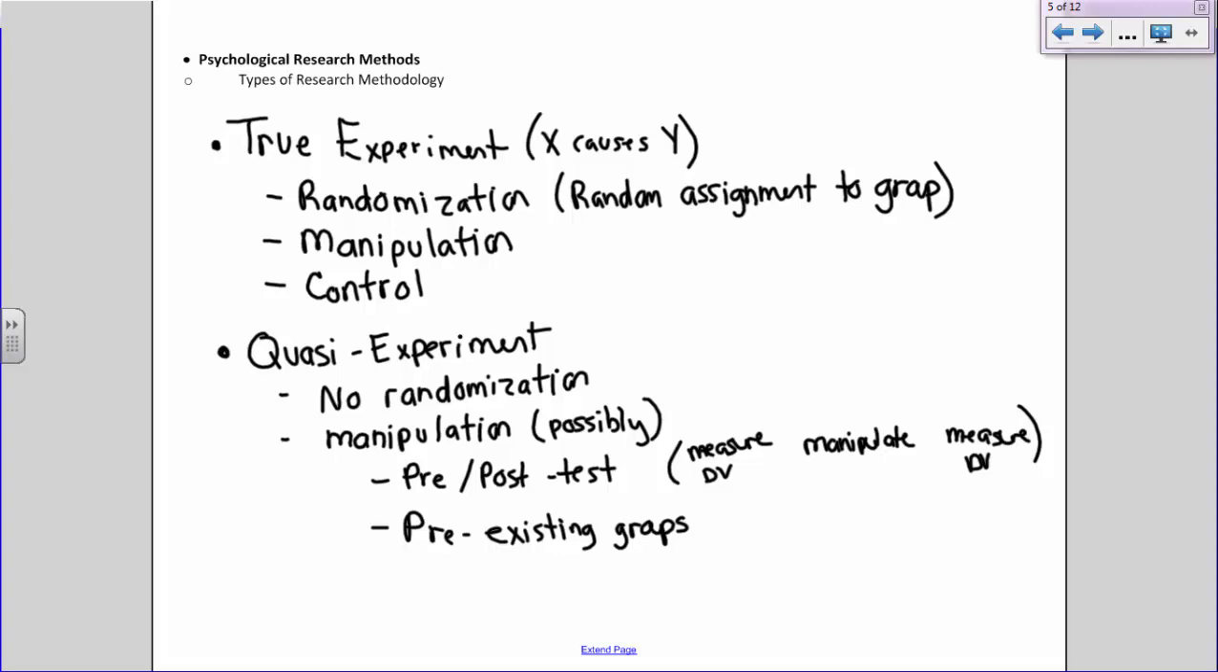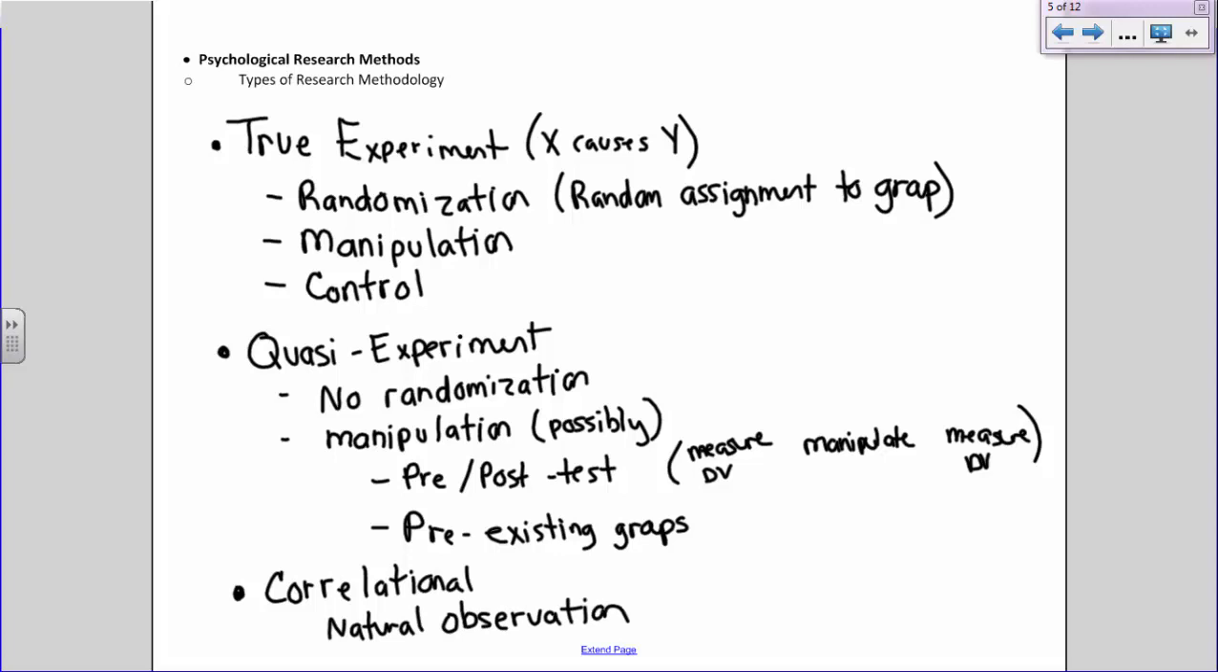Then finally, the weakest type of research methodology and the most commonly used is correlational research. Okay, so that is where there's no randomization, manipulation, or control. You're really just seeing how naturally occurring variables are related in a single group. So natural observation. Nothing is manipulated. No groups are compared.